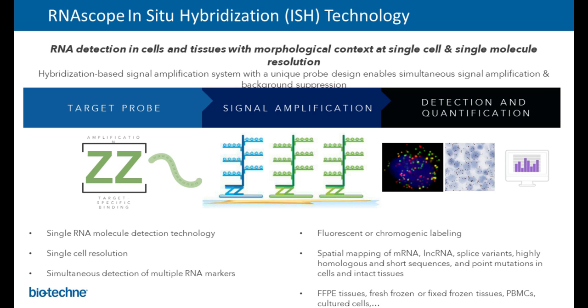Our assay can be applied for detection of mRNAs, long non-coding RNAs, splice variants, highly homologous sequences, short targets, and point mutations. And our assay can be applied in FFPE tissues, fresh and fixed frozen tissues, PBMCs, or cultured cells. So this gives researchers ample flexibility to use this technology in different sample types and for detection of different targets.